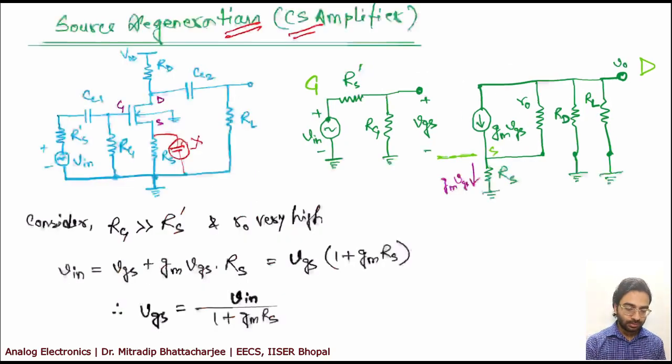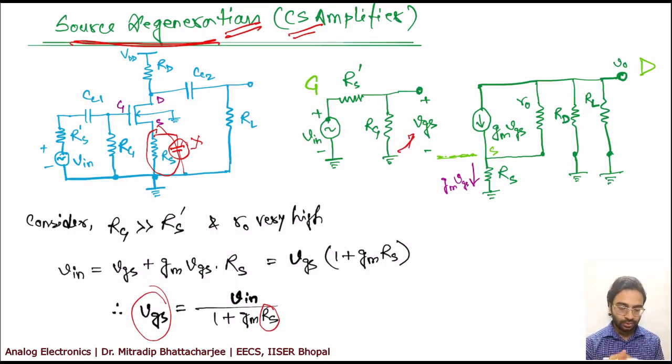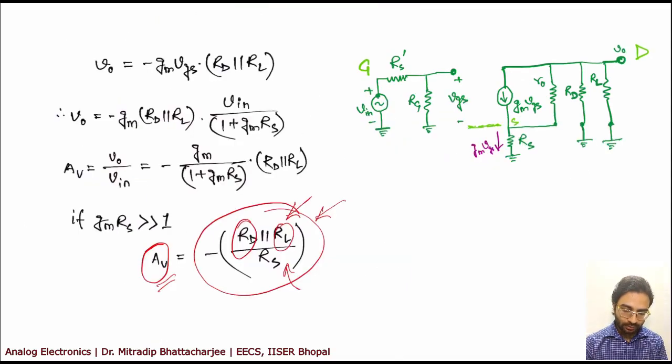This particular circuit is known as source degeneration because the presence of RS actually degenerates the voltage VGS on the input side. That's why it is known as source degeneration. I have already discussed these things.